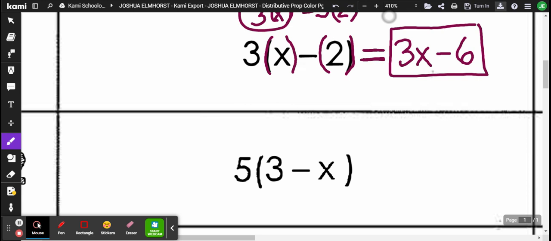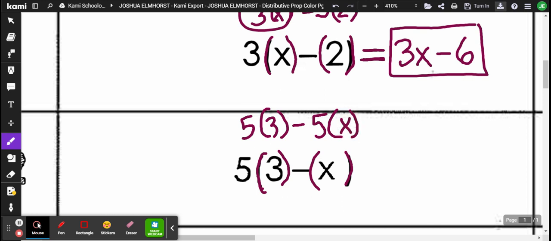Moving to the second one, we have the term 3 and the term x in the second expression. So we're going to move it up above and put a 5 with the first term and then put a 5 with the second term. And we just rewrite it. We're going to multiply 5 times 3 is 15, and 5 times x will just become 5x.